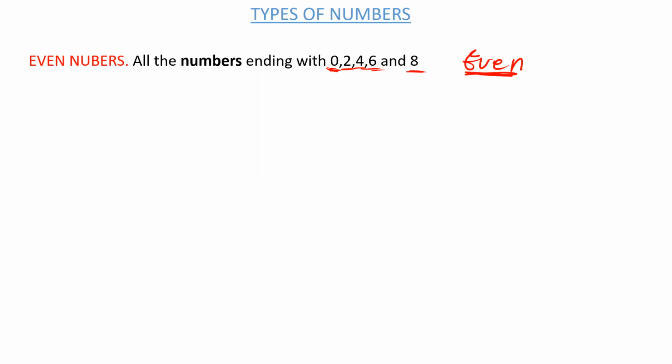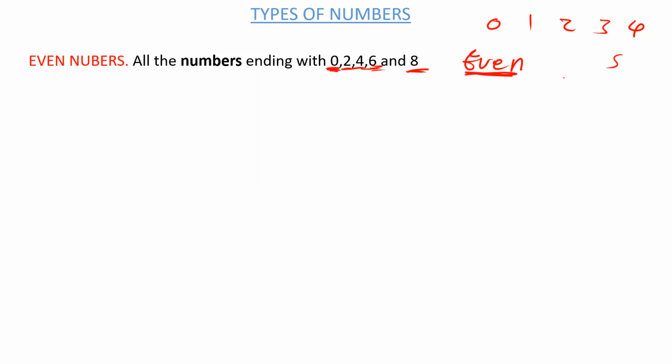When you divide 0 by 2, the answer that you're going to get is 0. When you divide 2 by 2, the answer is 1. When you divide 4 by 2, the answer is 2. When you divide 6 by 2, the answer is 3. When you divide 8 by 2, the answer is 4. When you divide 10 by 2, the answer is 5. So any number that is divisible by 2, or any number where 2 can go in without leaving any remainder, is known as an even number.